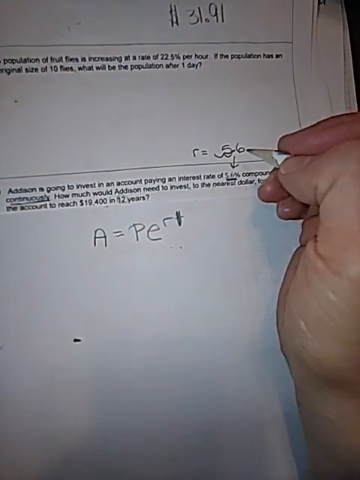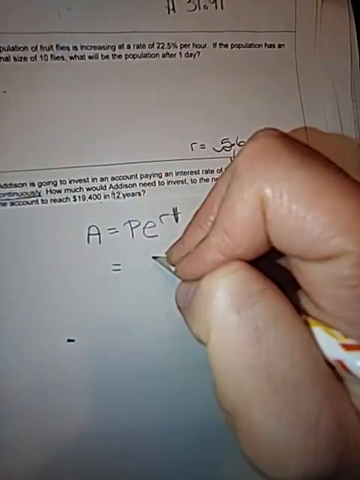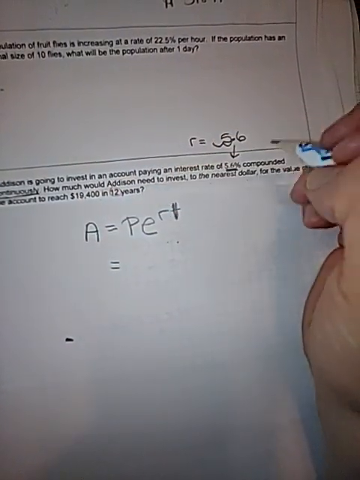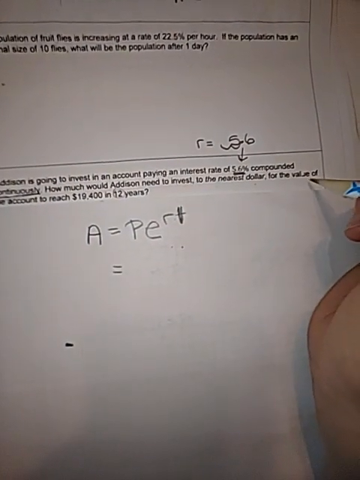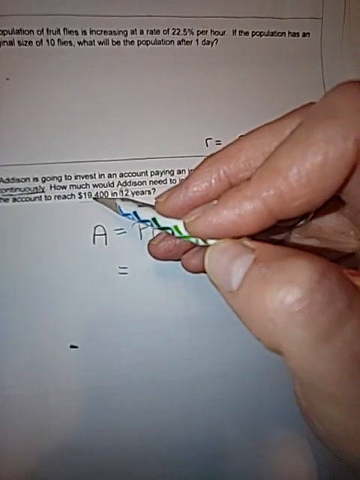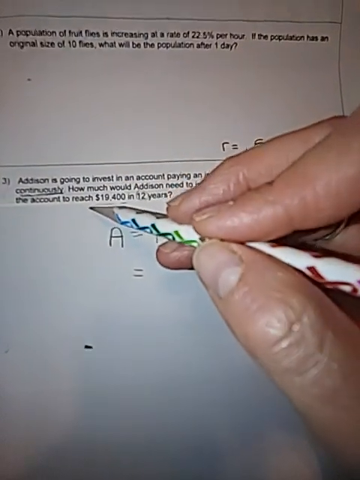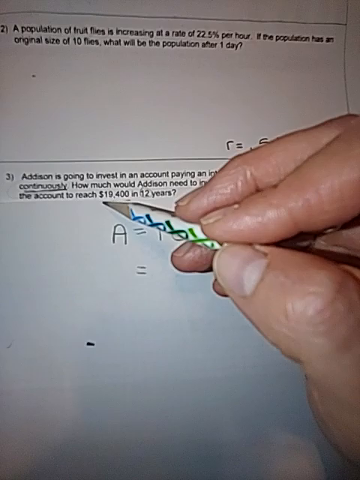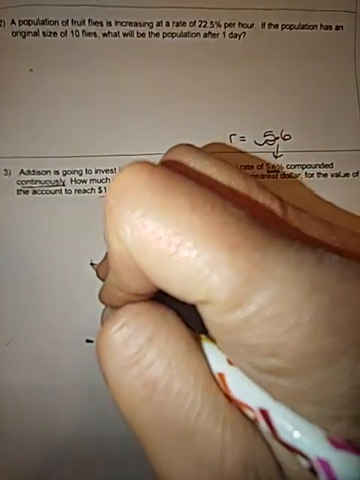Okay, my interest rate is 0.056. How much would Addison need to invest, to the nearest dollar, to reach $19,400 in 12 years? This one's a little tricky because they didn't say that she started with $19,400. They say she wants to have that amount. That's her final balance.